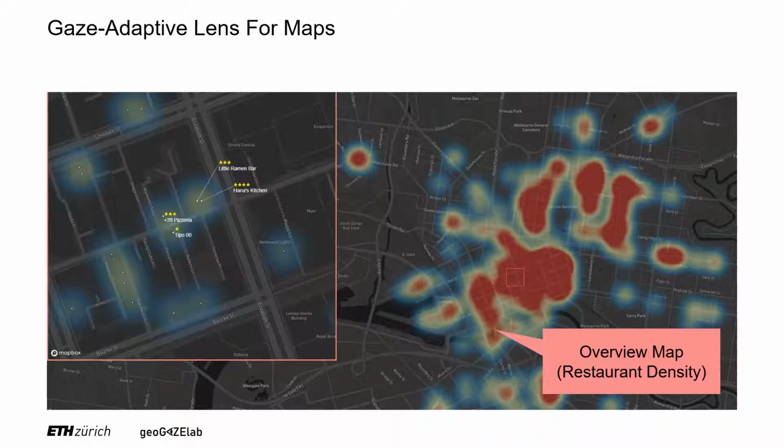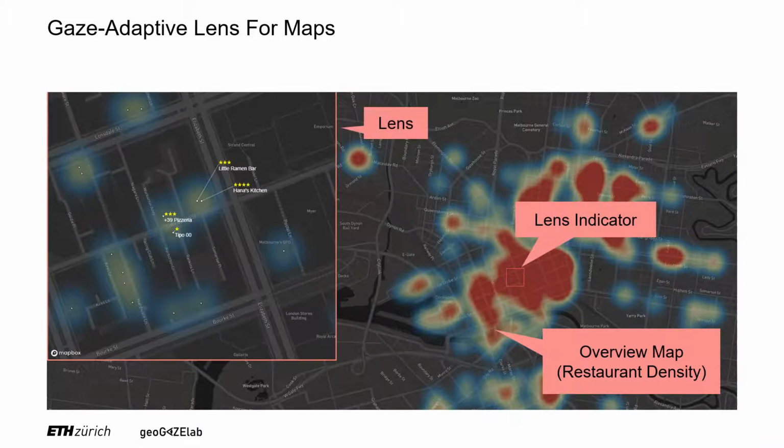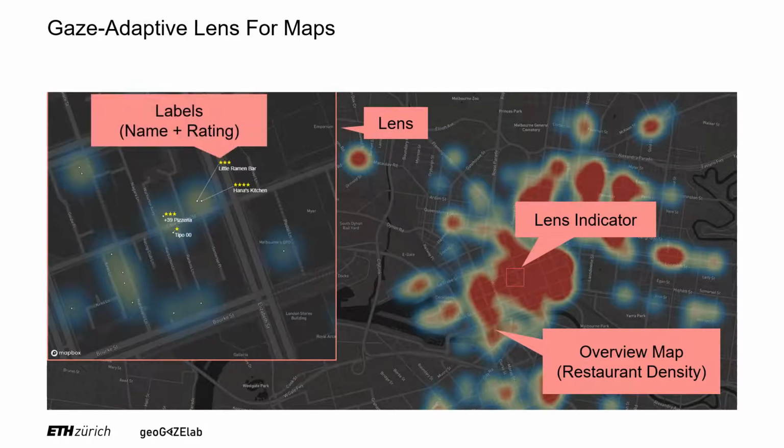The lens system consists of the overview map, which provides the distribution of all restaurants in the current map view, a lens indicator on the map, and the lens itself. It shows selected map content with a 3-fold magnification. It visualizes points for each restaurant's location and details at the point of regard.